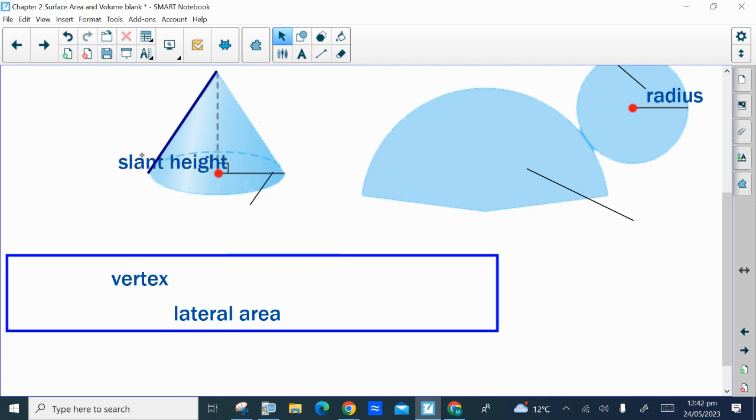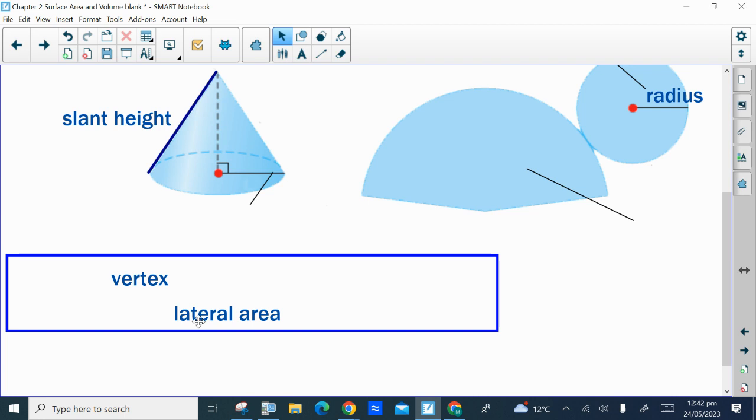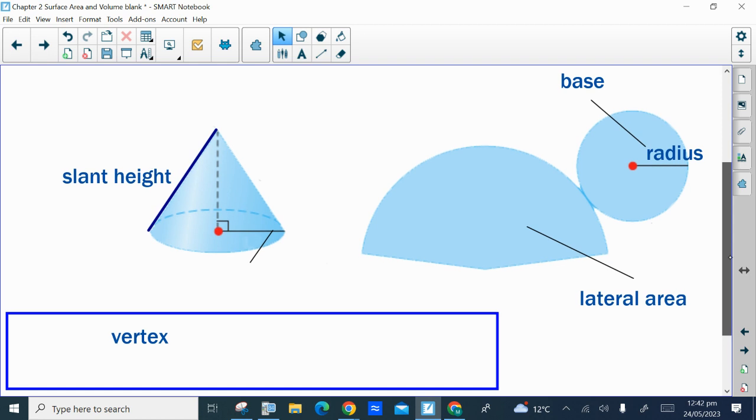Remember that the slant height is the lateral distance from the tip down to the base. Okay. The area of the rounded part, the top of the cone, is known as the lateral area. And remember, the vertex is at the very tip. And I guess we could leave the radius over here, or we could put it down here for that piece. It doesn't matter. Talking about the same thing. Okay, so those are some of the key terms involved with a cone.